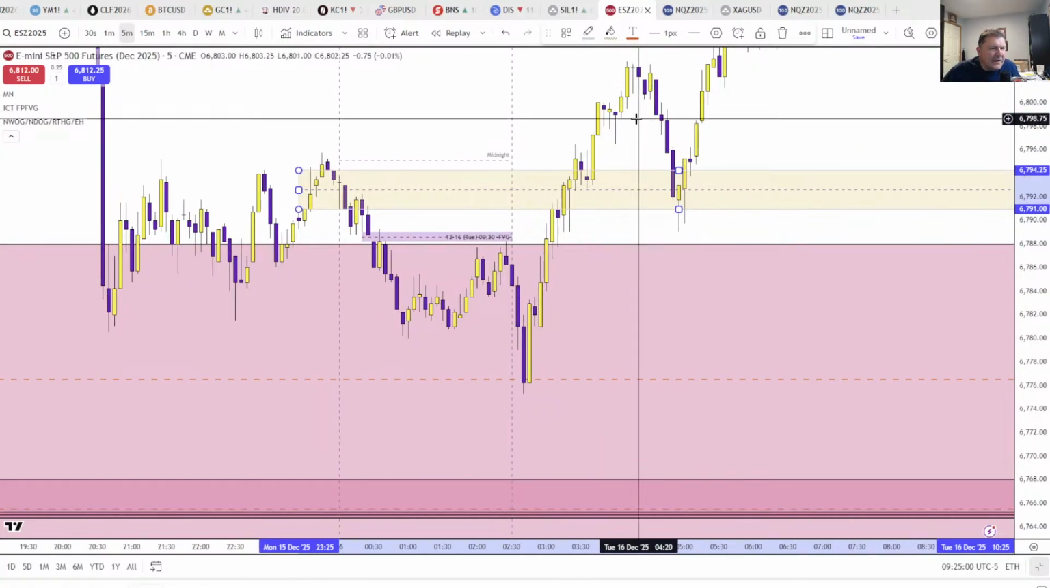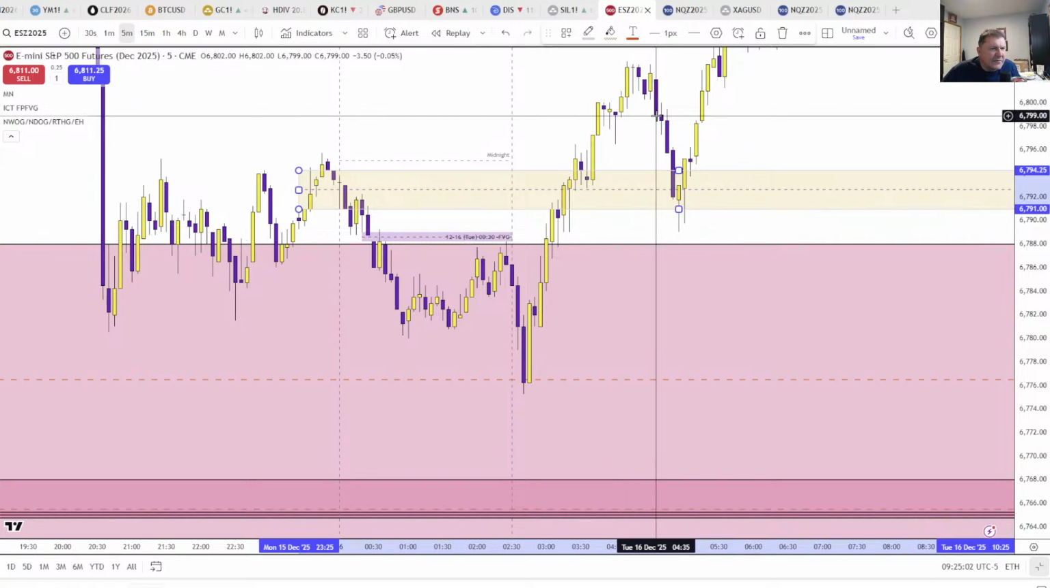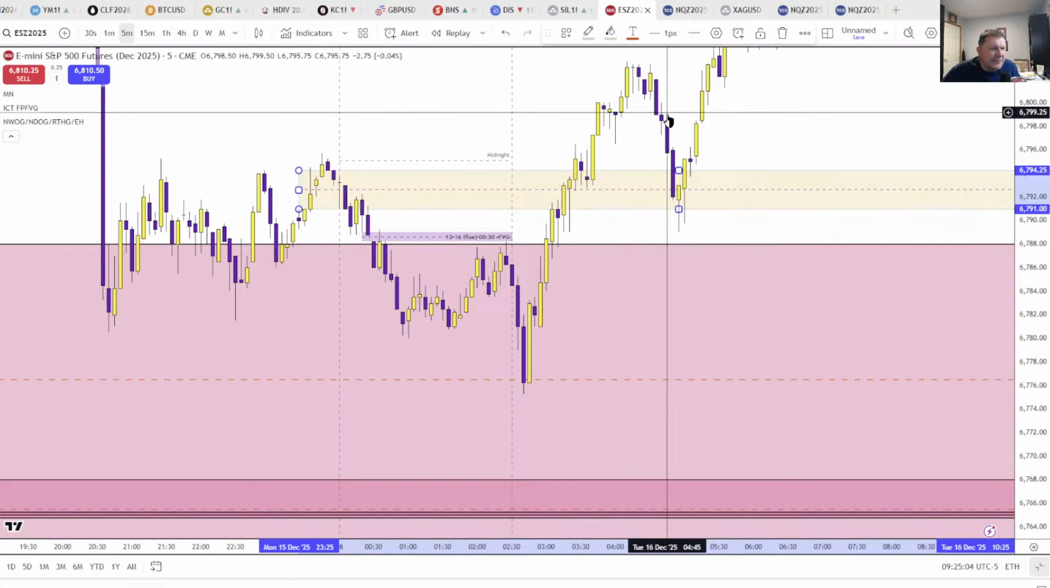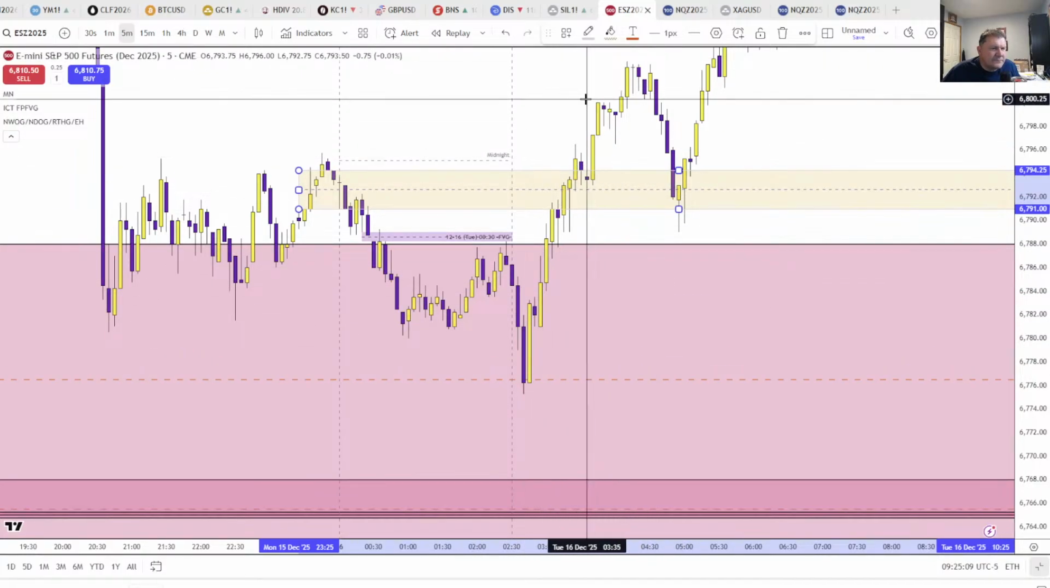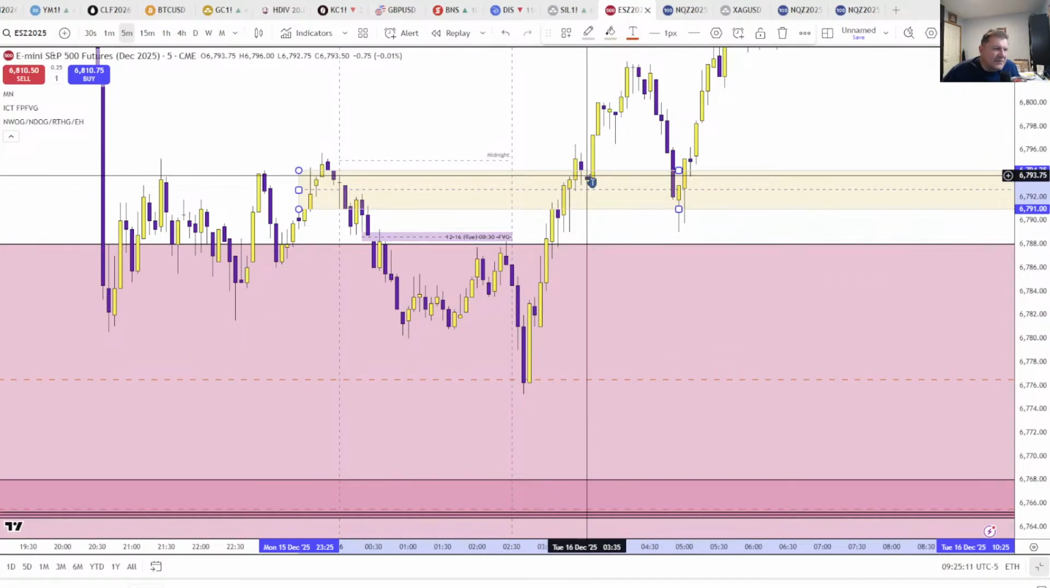Then we see a small reversal right here. We traded through it, we came back, tagged it, and we go short. Now you're inside this range, right? Or no, it would be this range because we have a little SIBI right here, a little imbalance.